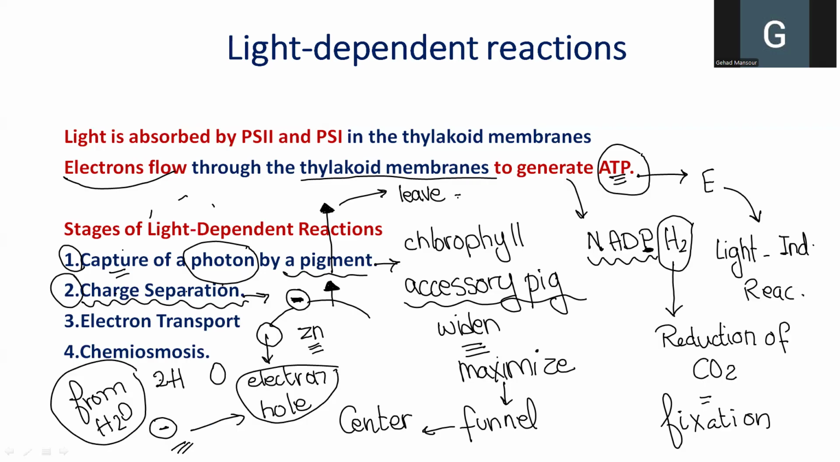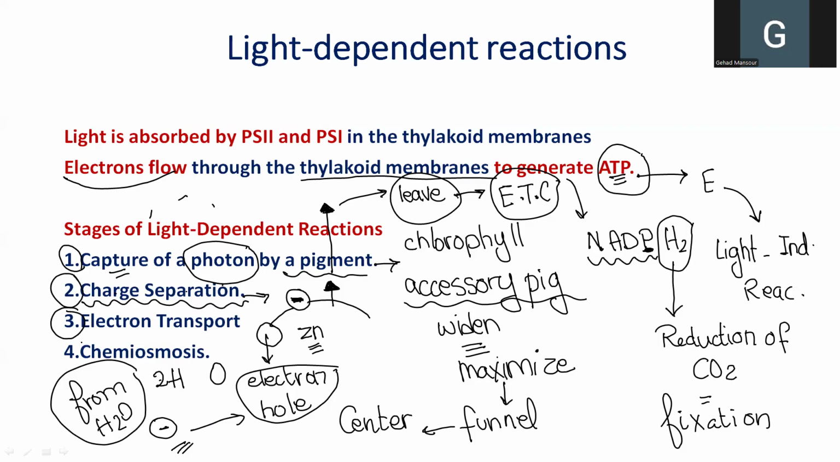This electron that left the center of the chlorophyll molecule will not escape, but it will pass to the electron transport chain, or the series of electron carriers that lie on the inner thylakoid membrane.